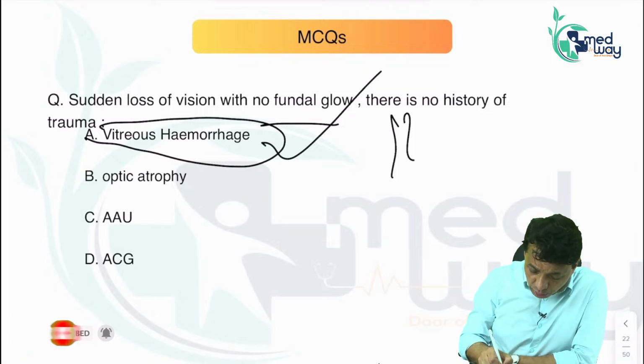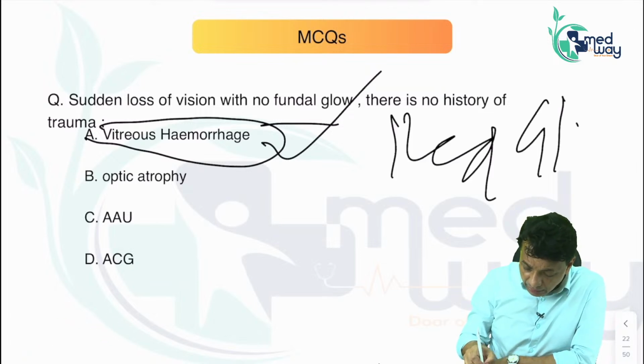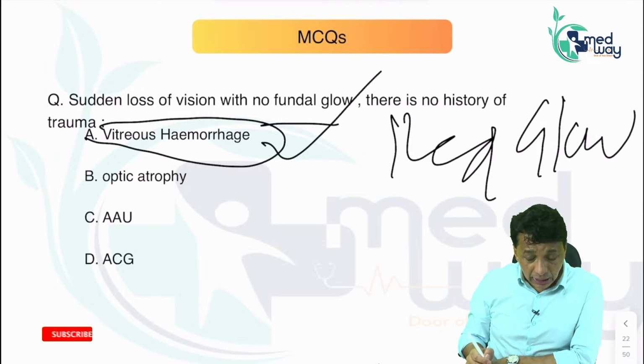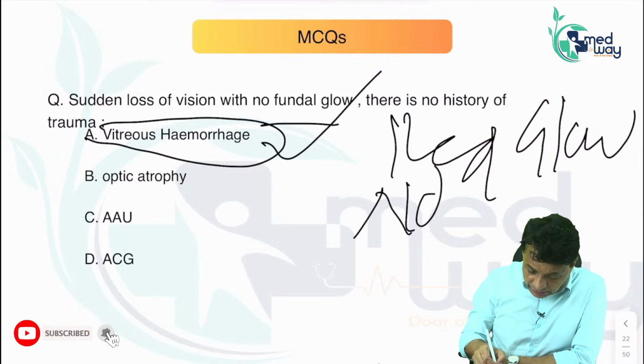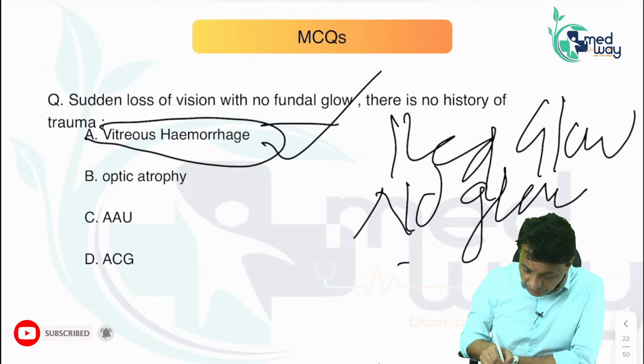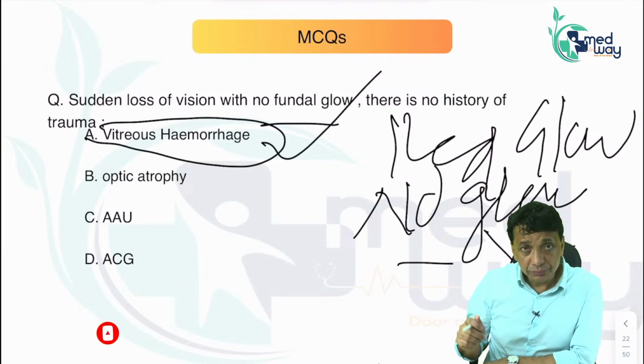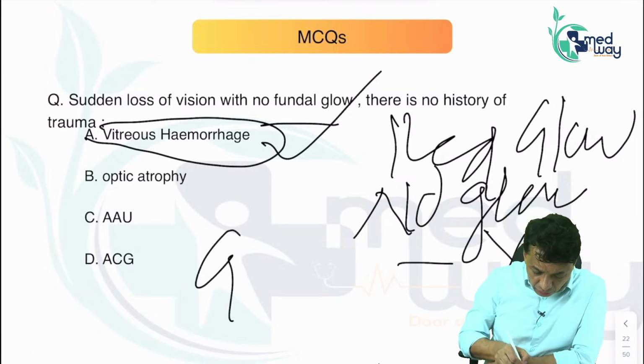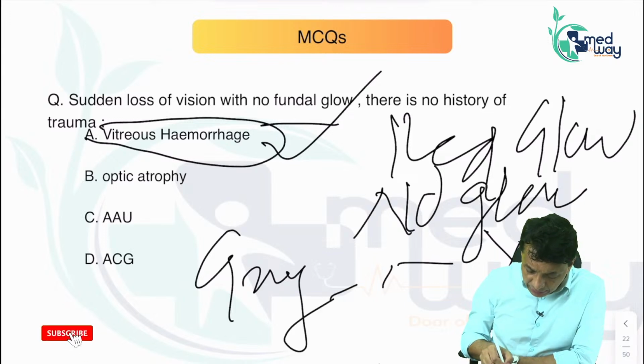So, normally you should have a red glow of the eye, red glow. This is a normal eye. If there is no glow, as in this case, this is called vitreous hemorrhage. This is vitreous hemorrhage, there will be no glow. And if you have a grayish colored glow, you should all remember that is retinal detachment.